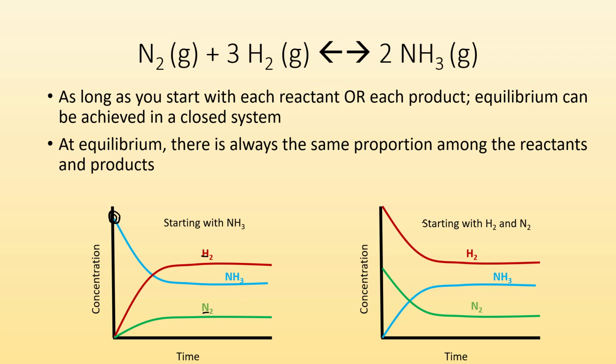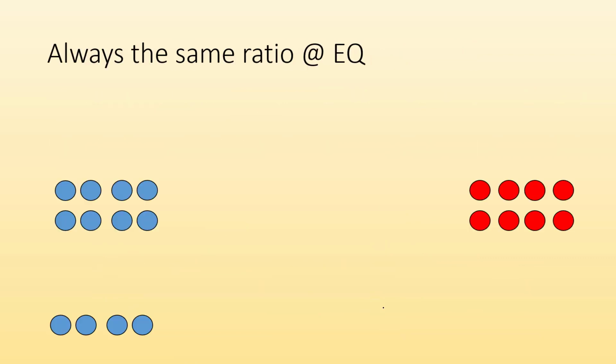And then we could start at it the other way. Instead of starting with NH3, we could start with H2 and N2 and no NH3. And you can see H2 declines over time. Same thing with N2, and NH3 increases over time. And they still meet the same kind of ratio regardless of which direction they started with once they reach equilibrium. So it's always the same ratio at equilibrium.